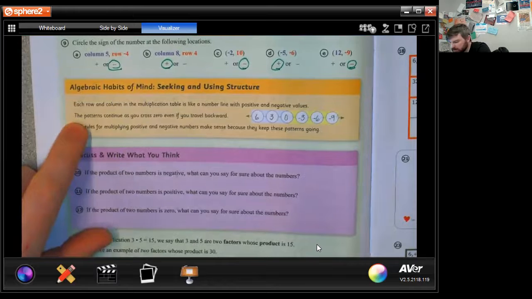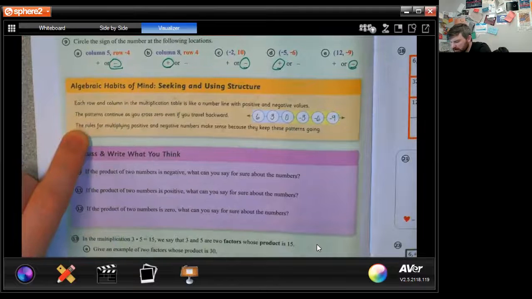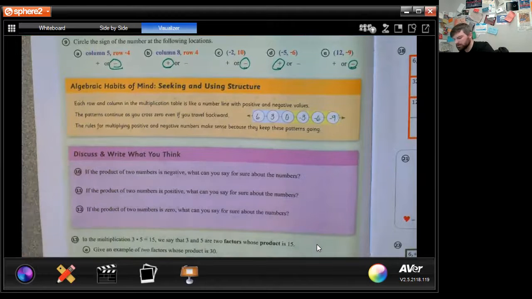Each pattern continues as you cross 0, even if you travel backward. The rules for multiplication, multiplying positive and negative numbers, make sense because they keep these patterns going. Okay. Discuss and write what you think.